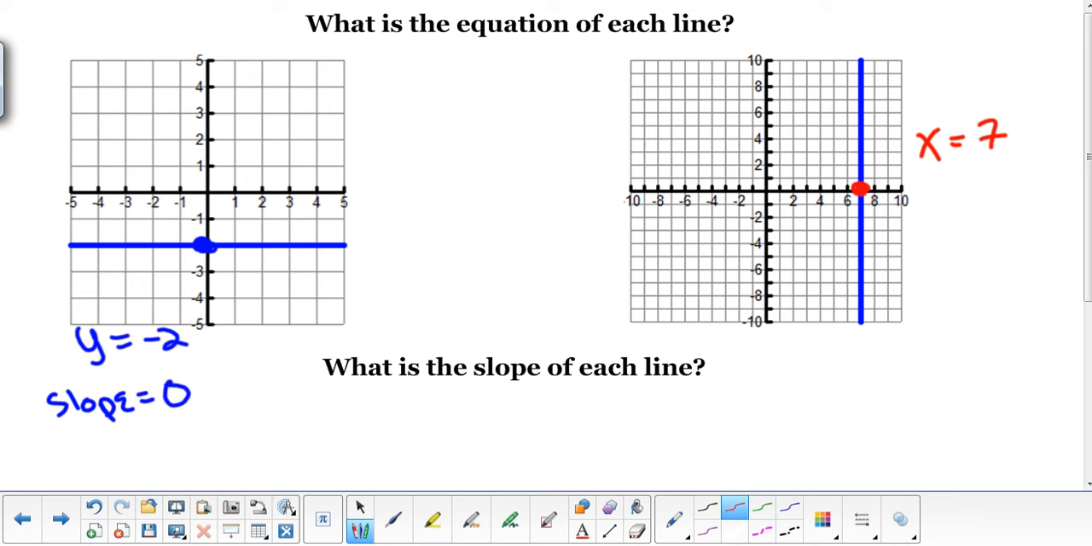This line, this is the equation. This describes all of the points on the line, but what is the slope of the line? Is it super steep or not steep at all? It's super steep. You couldn't ride up it. So the slope is undefined. Okay? The equation is x equals 7 and y equals negative 2. The slopes are numbers that describe the steepness. The equations represent all of the points on the line.